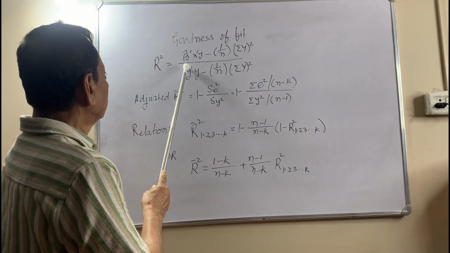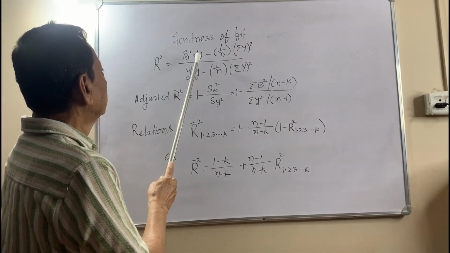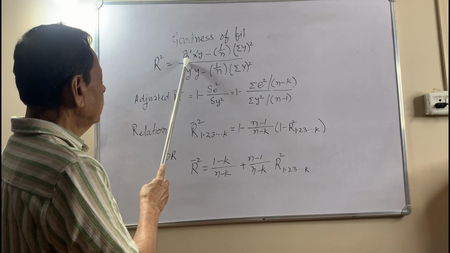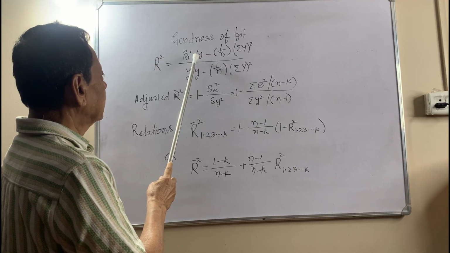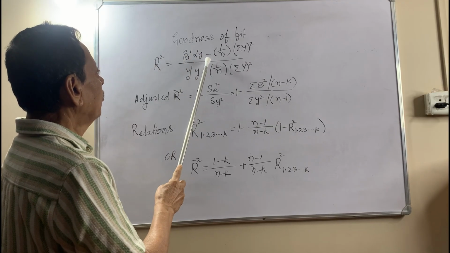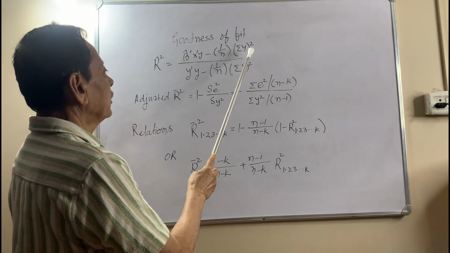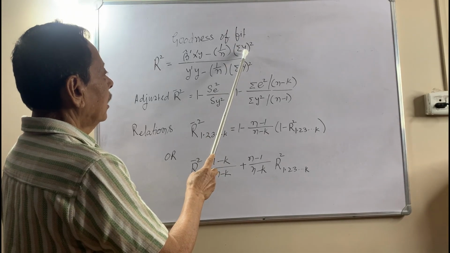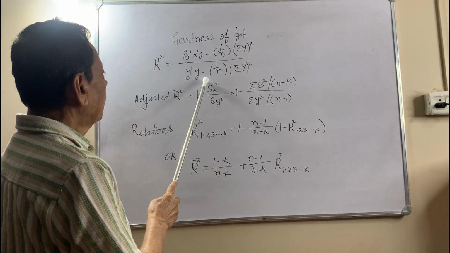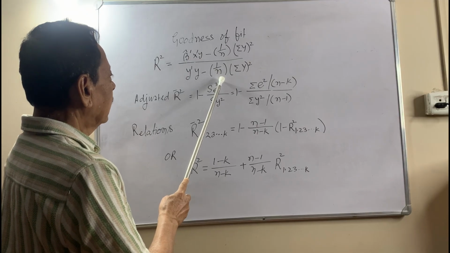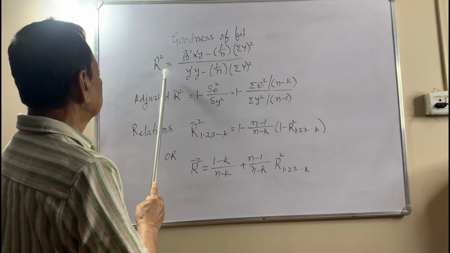So the formula is beta hat prime x prime y. So we have to multiply the estimate we get, transpose it, then multiply with x prime into y. So all these three will be multiplied, minus 1 by n, where n is the number of observations, into the summation of y, squared. That is the sum of the values of the dependent variable. So y prime y minus 1 by n into summation y square. So this ratio is the R square value.